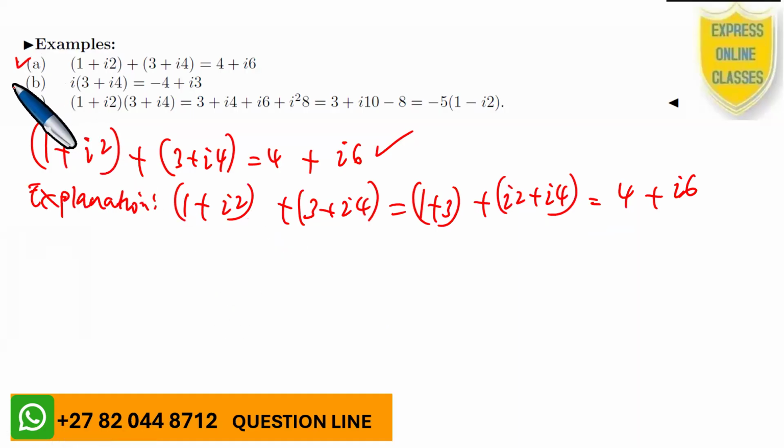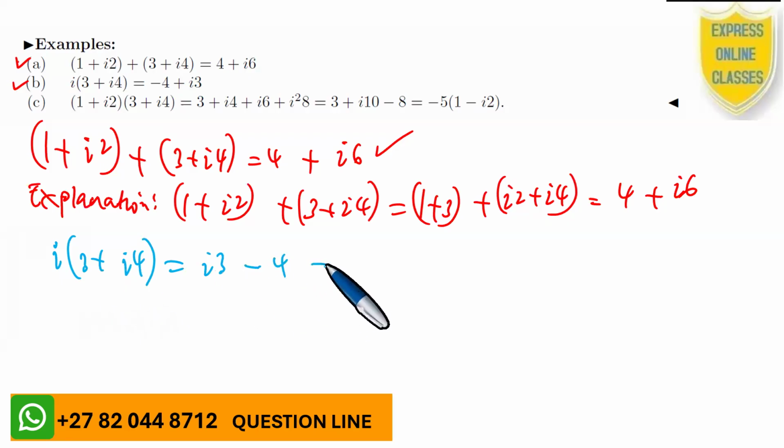So now if you're going to deal with B, for example, it is i3 plus i4. You multiply i by 3 gives us i3. i by i becomes minus 4. And the answer is minus 4 plus i3. We start with the real part and then we end up with the imaginary part.